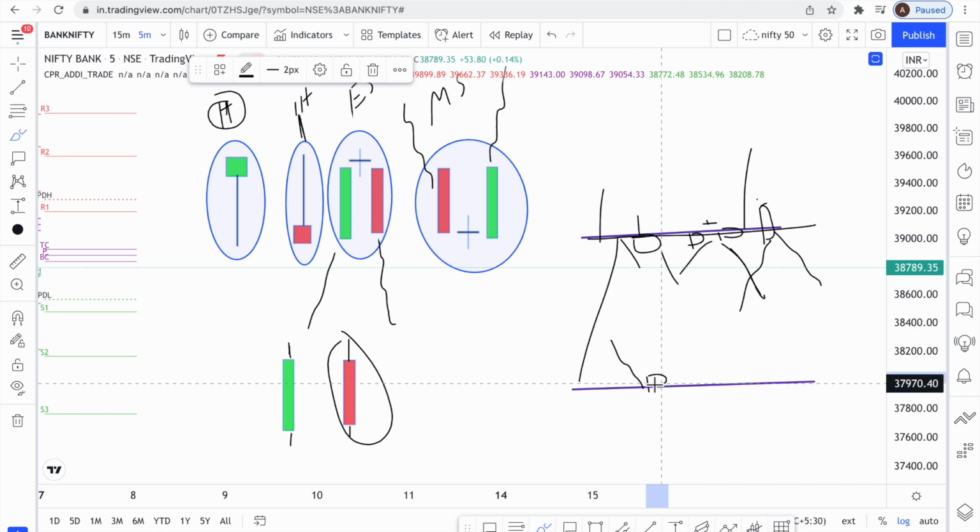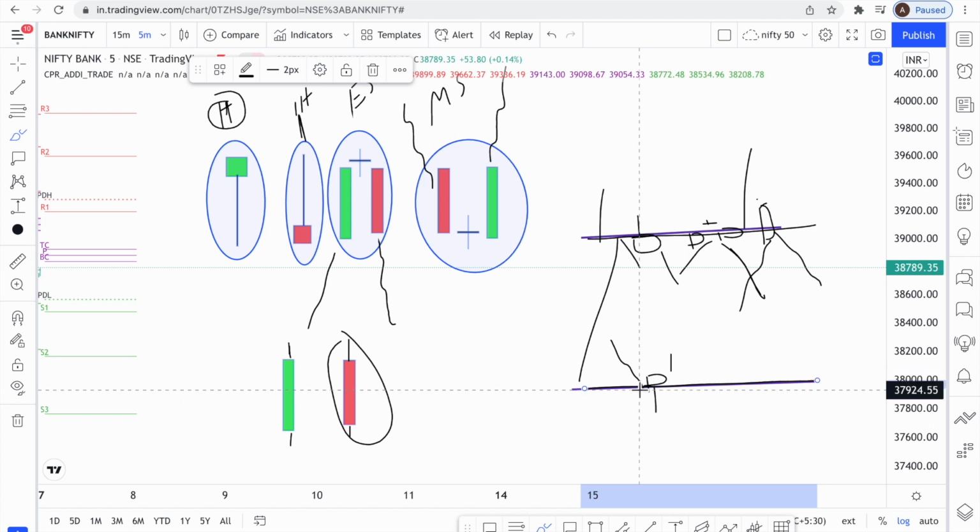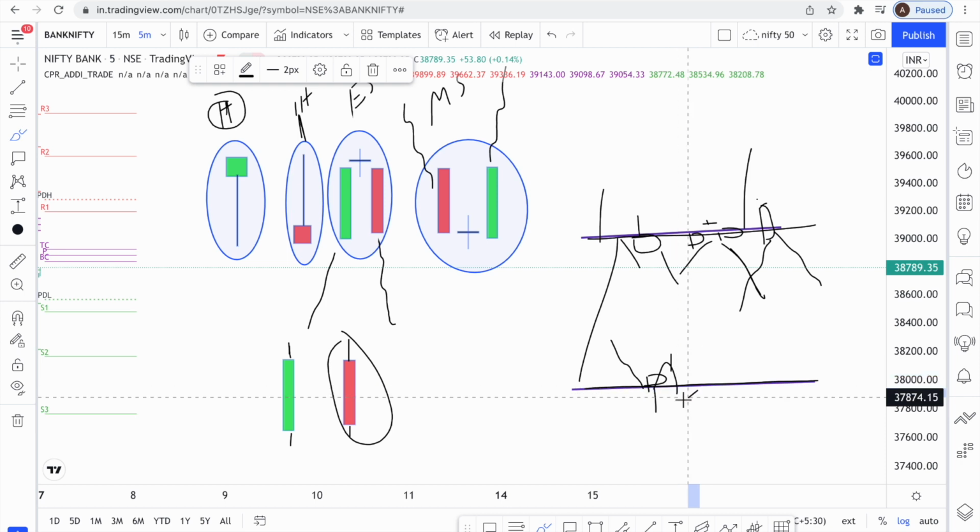I'll look for a hammer at a good support. Then a follow-up candle should go above this hammer. Then probably I'll enter with my stop loss as this support line itself. If one candle goes up and the other candle comes down, I'll still wait. If a candle closes below the support line, probably I'll take my stop loss.